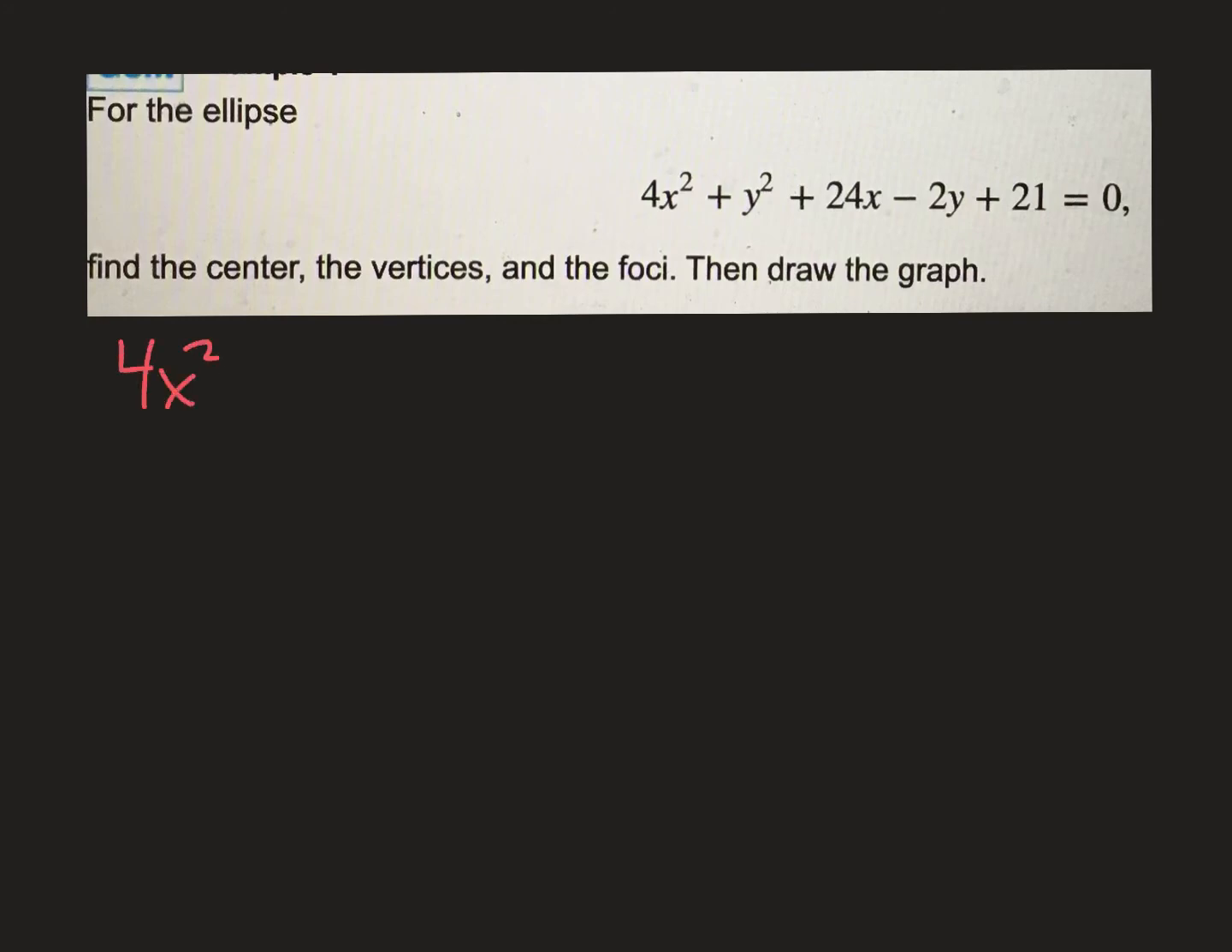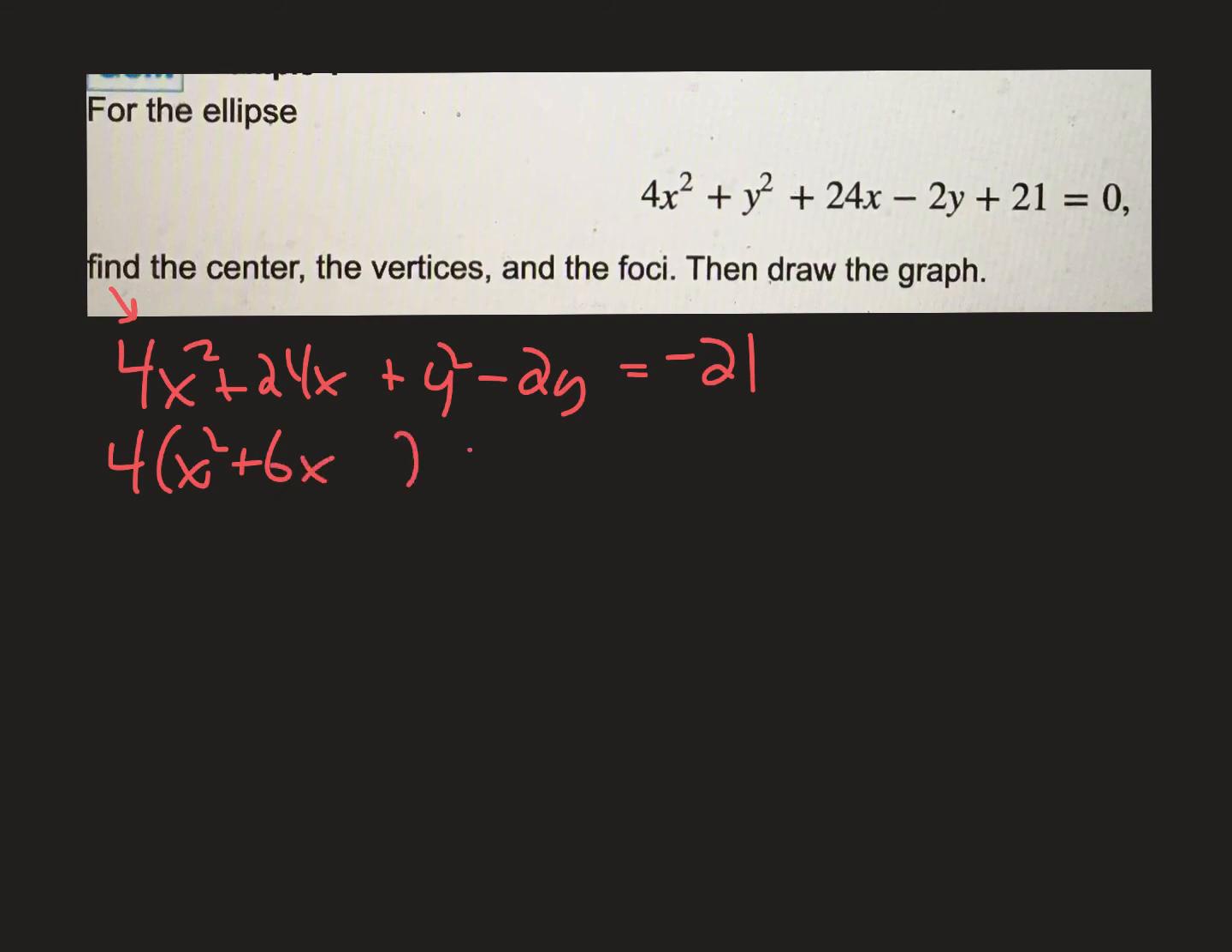So I'm putting my x's beside each other, my y's beside each other. The 21 is going over to the other side. Now, the reason I didn't go ahead and skip space is because it's crazy 4 right there. Whenever there's a number in front of one of your squares, you have to factor it out. So I'm going to take out the 4. That will leave x squared minus 6x.